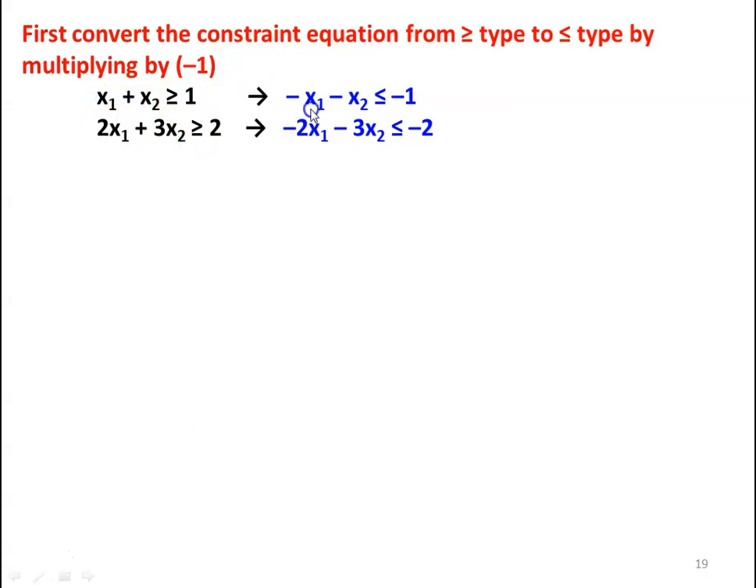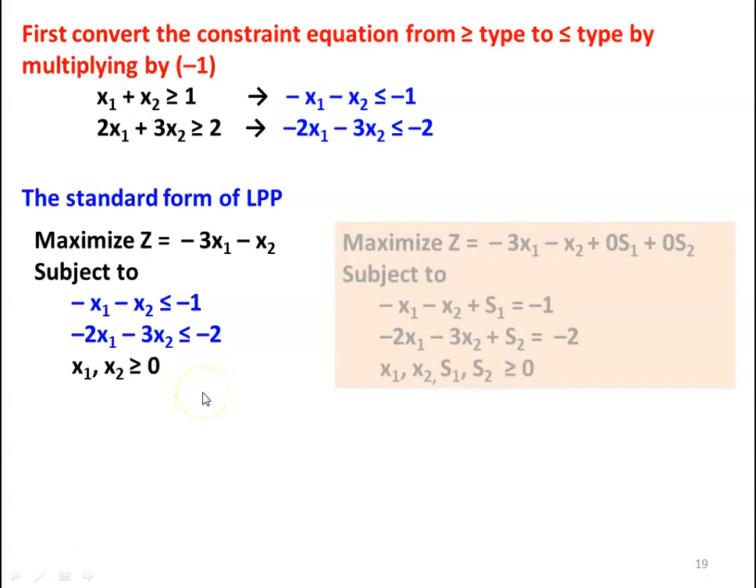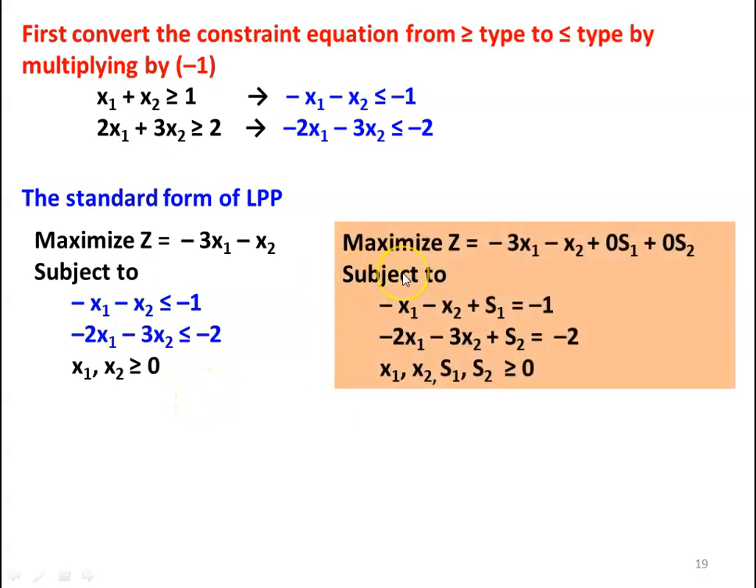It is converted into minus x1 minus x2 less than or equal to minus 1, minus 2x1 minus 3x2 less than or equal to minus 2. For maximization type, the constraint should be less than or equal to type. Now, the standard LPP problem: maximize Z equal to minus 3x1 minus x2. The constraints are minus x1 minus x2 less than or equal to minus 1, minus 2x1 minus 3x2 less than or equal to minus 2, x1, x2 greater than or equal to 0. That is the non-negative condition of the variables. Now, the original problem is converted into standard form.